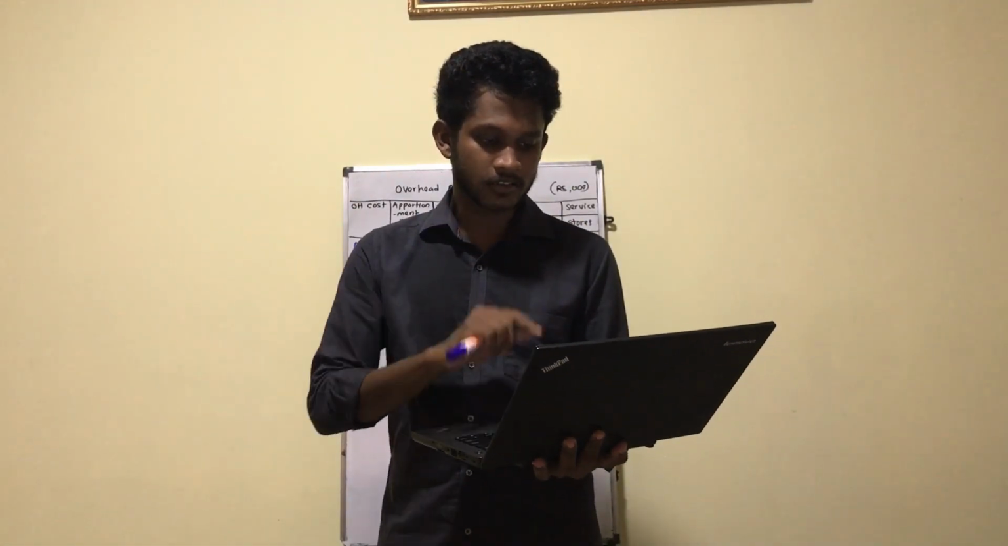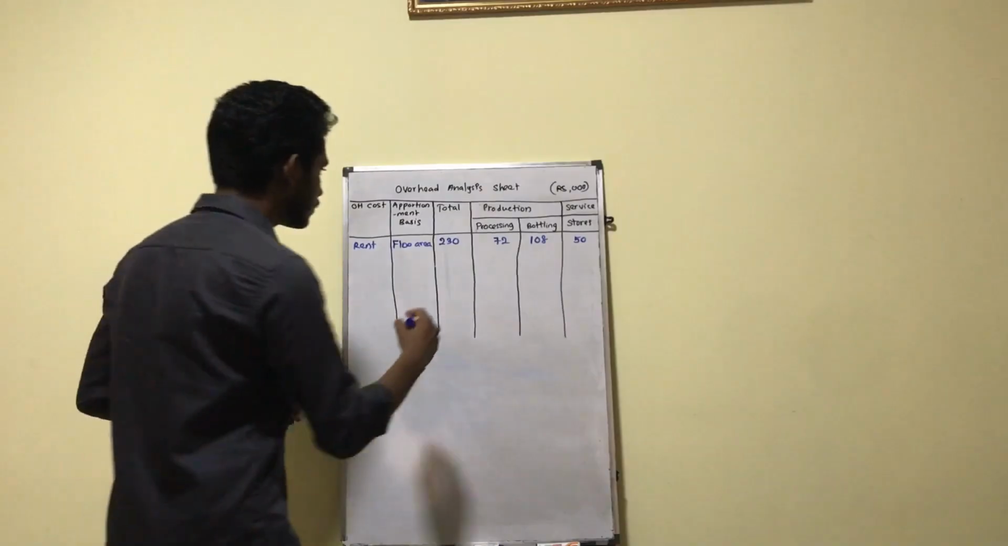The total is 400,000. It should be apportioned between the three divisions: processing, bottling, and stores. The total number of indirect employees is 40, so you have to allocate the indirect wages based on the number of indirect employees.